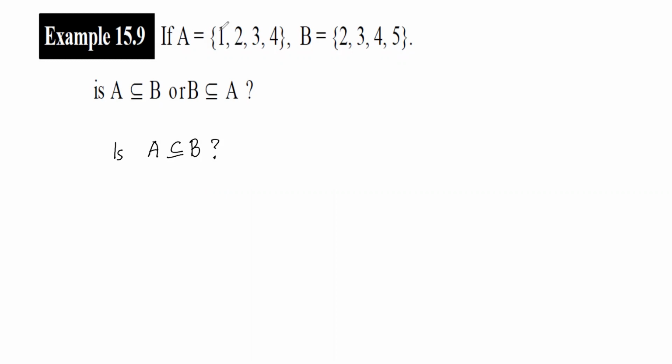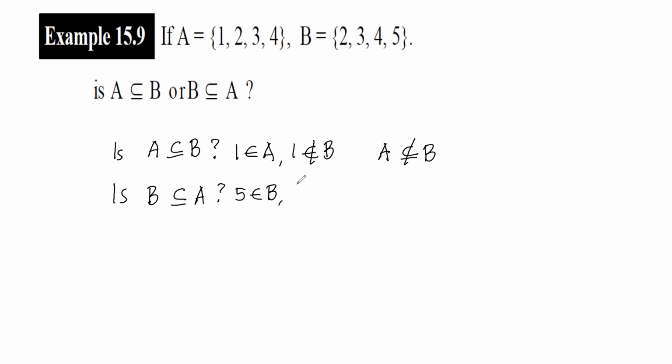Okay, the elements of A and B. 1 is an element of A, but 1 is not an element of B. So therefore, A is not a subset of B, since not all elements of A are present in set B. Next, is B a subset of A? 5 is an element of B, but 5 is not an element of A. So therefore, B is not a subset of A.